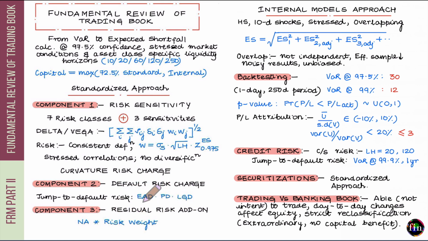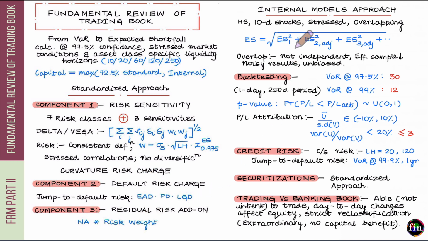So we need to compute a residual risk add-on, which is very simply computed by taking the size, or let's say the notional amount of such an exotic position and multiplying it with a risk weight, which again is specified by the Basel Committee. For exotic options, risk weight is 1%. Okay, so this is about the standardized approach.